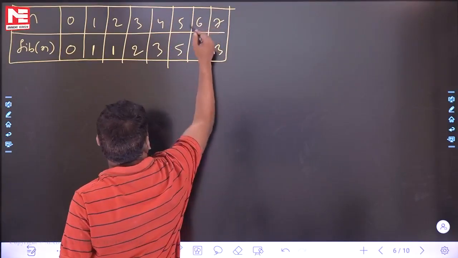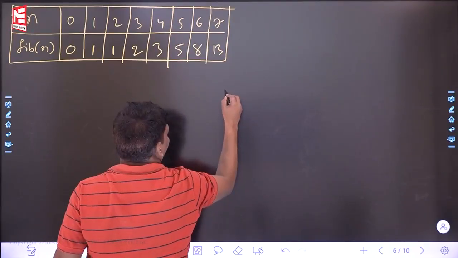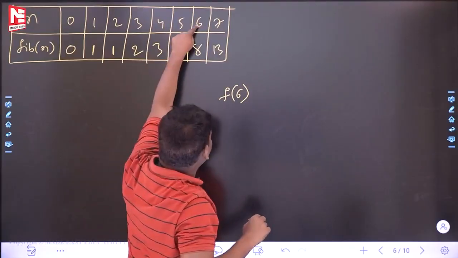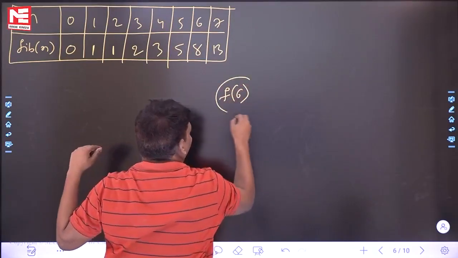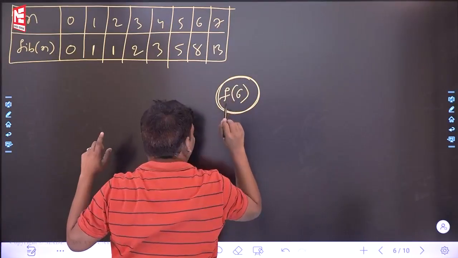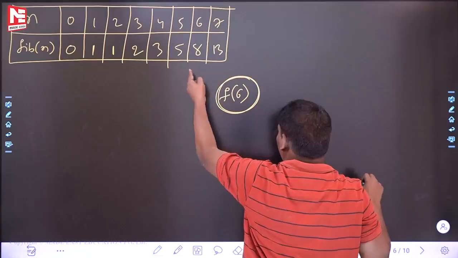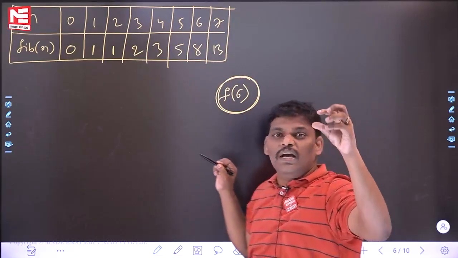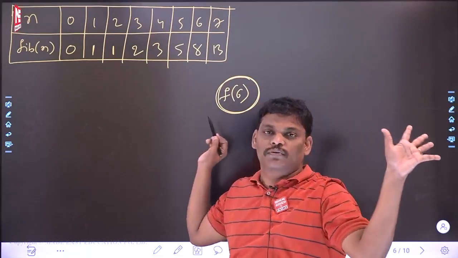N value 6. What is the Fibonacci of 6? 8. Now see the interesting answer. Fibonacci of 6 elements, how many? 8 elements. Fibonacci of 6 elements means 8 elements. Fibonacci of 6 elements I want to sort means 8 elements I want to sort.